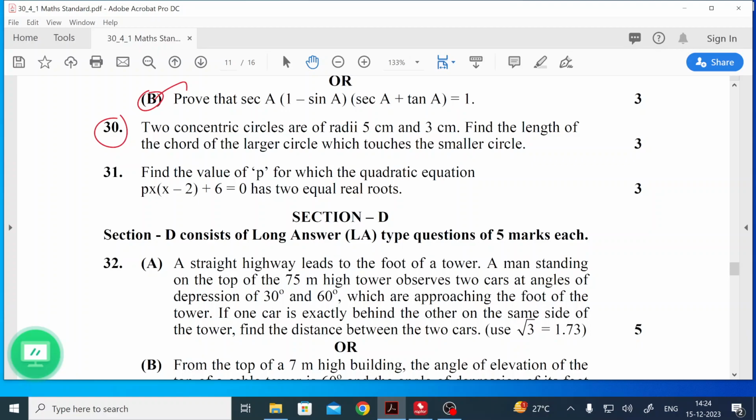What are they telling? One circle, another circle, which have the same center, that is called a concentric circle. You draw this one. If it is in touch, this will be 3, this will be 5. They are asking the length of the chord. What are they asking? The length of the chord they are asking. That is the full length they are asking. So this will be x you take, then this also x. 2x they are asking.